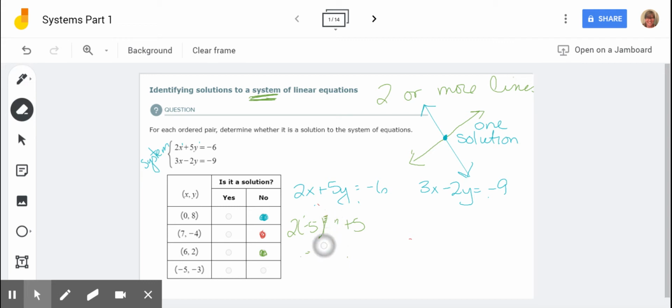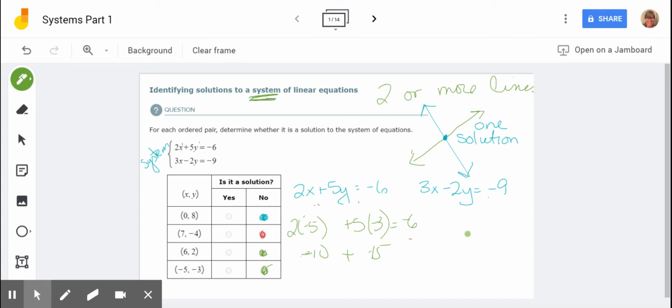That's ugly. I can't leave that like that. Can't leave ugly stuff there. Okay, 2 times -5 plus 5 times -3. Is that equal to -6? -10 plus -15. Nope. Guess what? None of these are solutions.